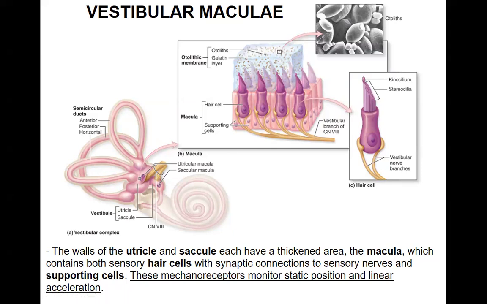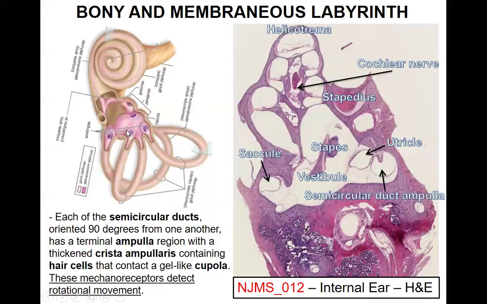And that also senses acceleration. Remember, if I accelerate, that gel-like substance will move in the endolymph, and that's what triggers an action potential. Now, what's happening here in the semicircular canals?